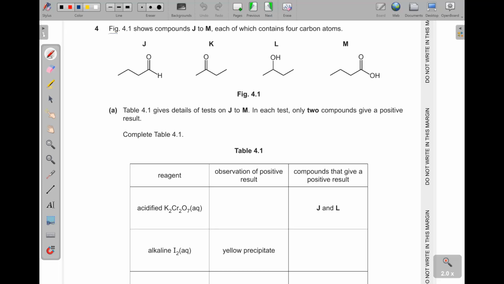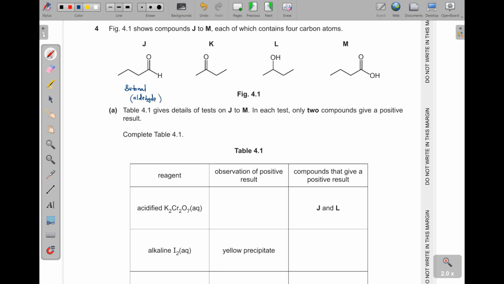Question 4. Figure 4.1 shows compounds J to M, each of which contains 4 carbon atoms. Here we have a carbonyl. In fact, I can give them names. This is C, C, C, C. Those are 4. So we can have butanal. This is butanal, an aldehyde.